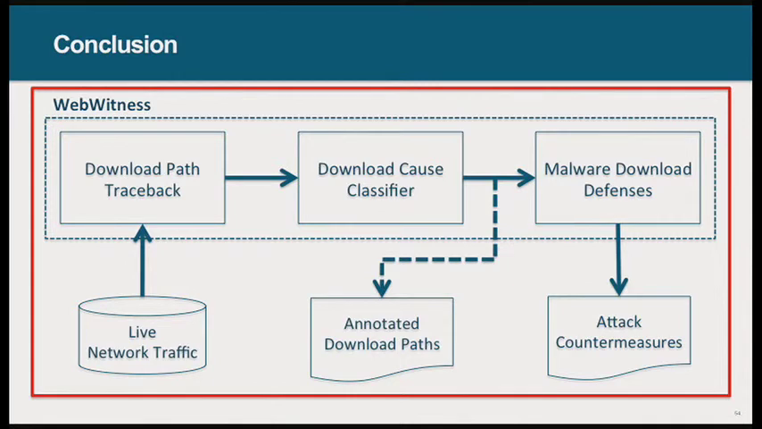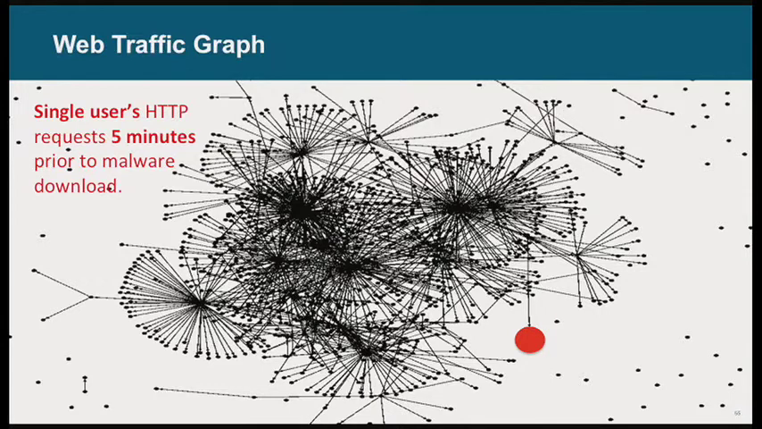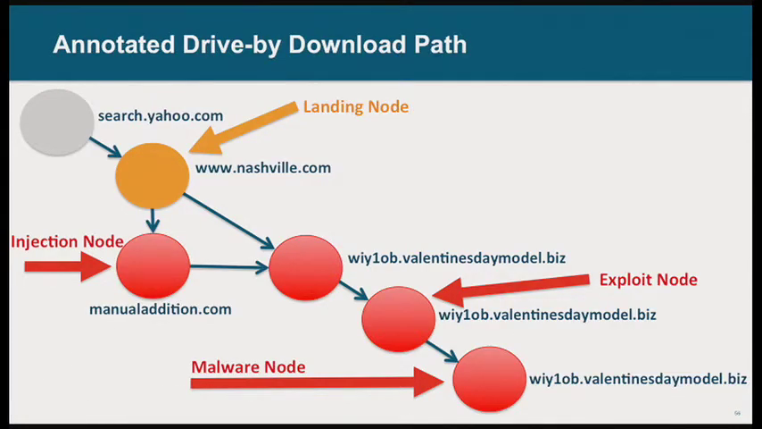So in conclusion, I talked about web witness and how you can use web witness to provide context to malicious downloads. The goal of web witness is to go from a complex set of HTTP transactions performed by the user prior to a malicious download to an annotated download path, where we can show the click path taken by the user from, in this case, a search engine through a compromised site through an injection node that eventually led to the download of a malicious binary.